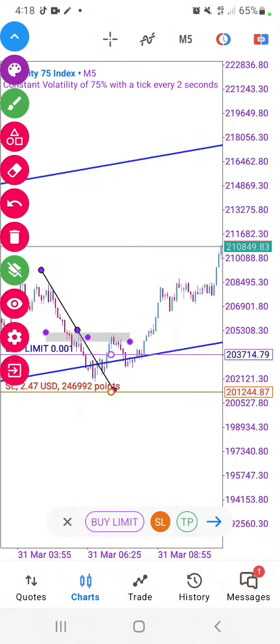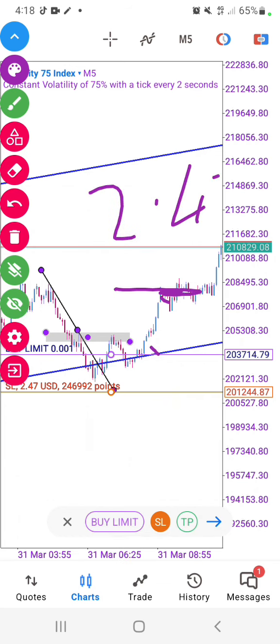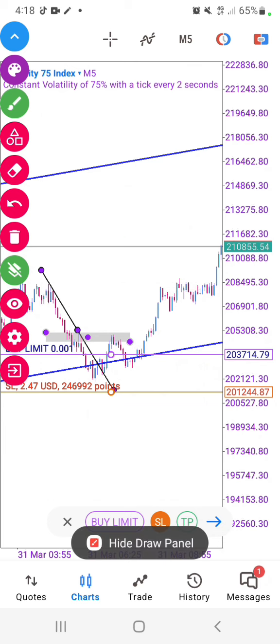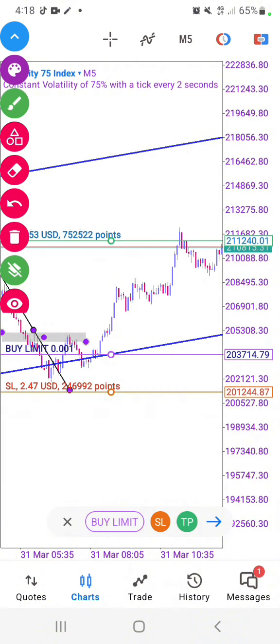Those are 2 point what? Those are 2.47. We need 1 to 2, which means we have to make almost $5. So let us see, did we have a $5 stop loss and then TP? Let us see, $5. Did it happen?